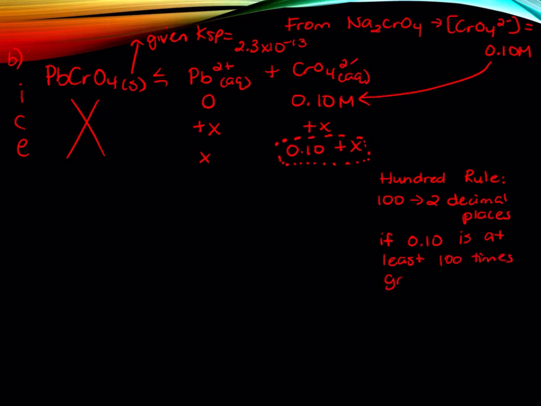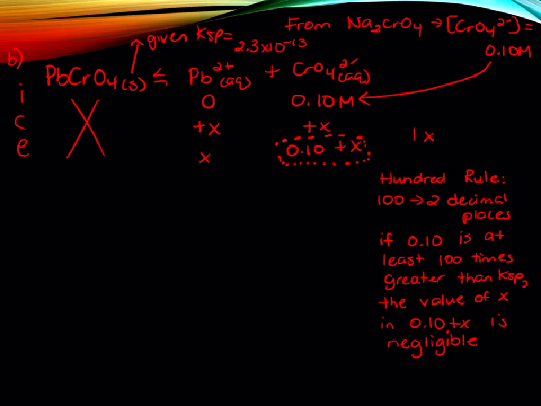If 0.10 is at least 100 times greater than KSP, the value of x in 0.10 plus x is negligible. And what that means is it can be ignored.